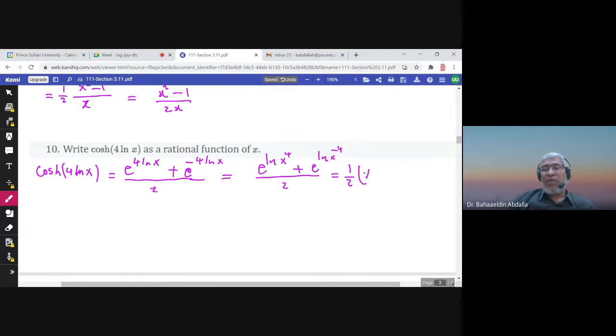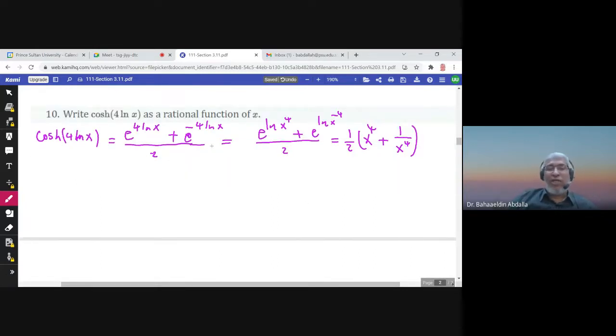So I'll have here x to the power 4 plus x to the power negative 4, which I can write as 1 over x to the power 4. So I write it as a rational function. When you add these two fractions, you get x to the power 4 times 1. And here x to the power 4 times x to the power 4 is x to the power 8. You add the powers, plus 1. So the final answer would be x to the power 8 plus 1 over 2 times x to the power 4.